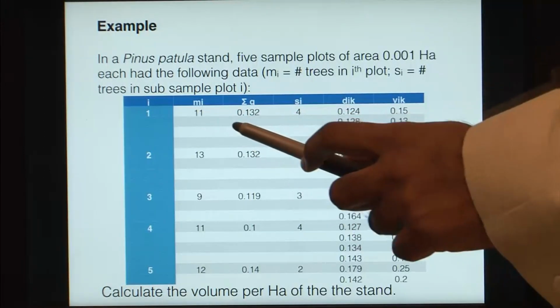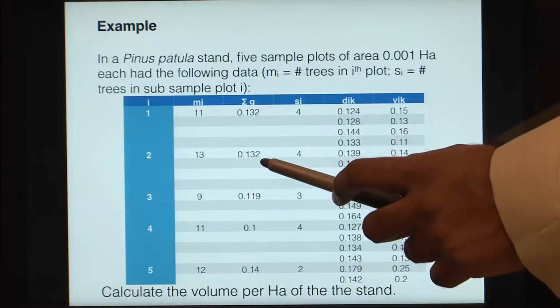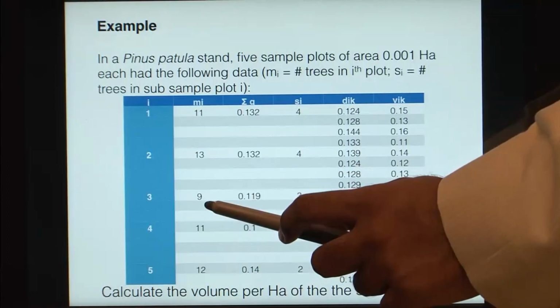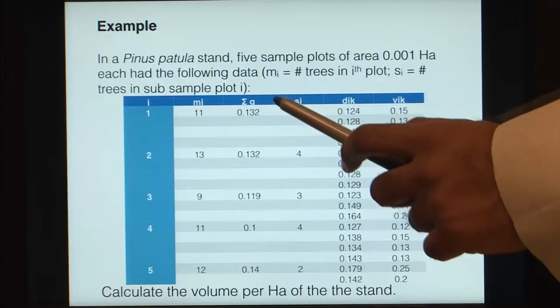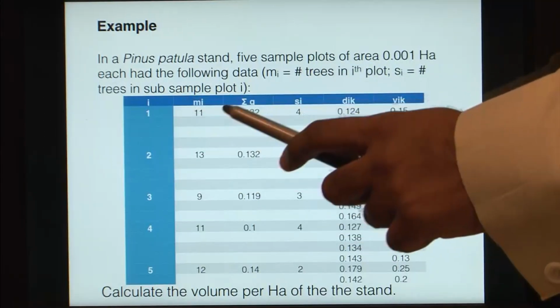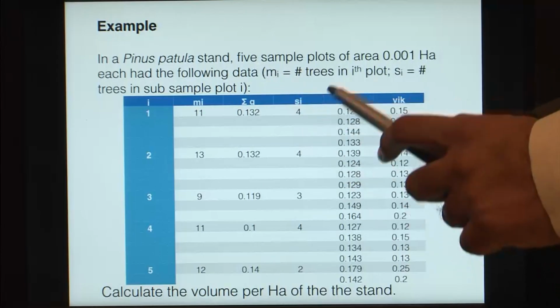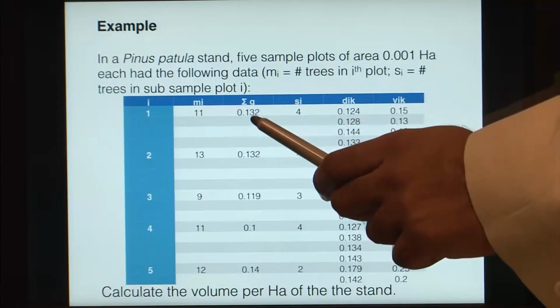So, here for 11 trees the basal area sum is 0.132, for 13 trees here also again it is 0.132, for 9 trees it is 0.119 and so on. Now, in each sample plot you can find out a sub-sample plot. So, Si tells you the number of trees in the sub-sample plot i.